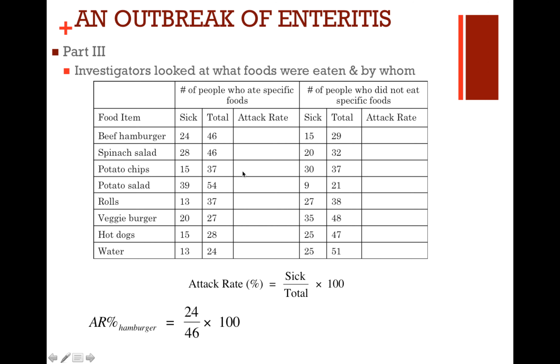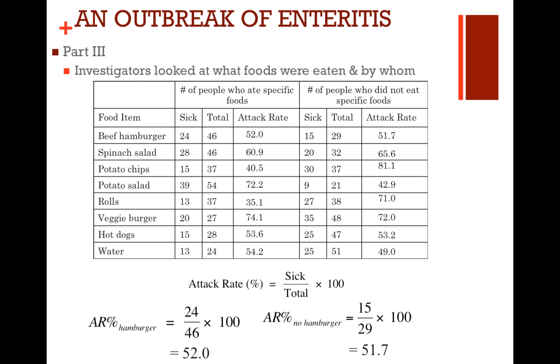So for the hamburger, 24 out of 46 people who ate the food got sick. So that's an attack rate of 52%. And for those who did not eat the hamburger, 15 got sick. So 51.7%. Again, it doesn't seem too different. And what you would do is calculate that attack rate for every single food item, for people who ate it and people who didn't. So far, not so bad.